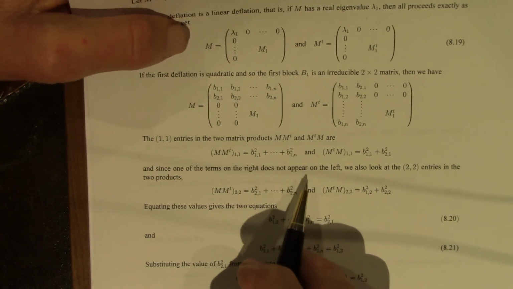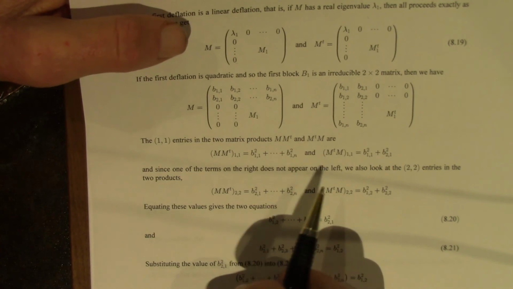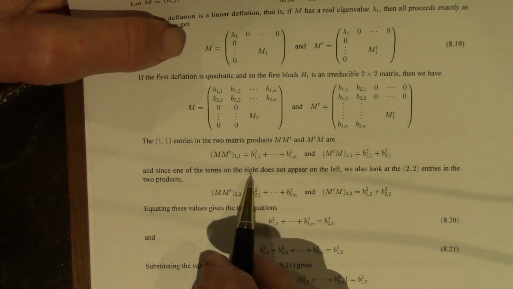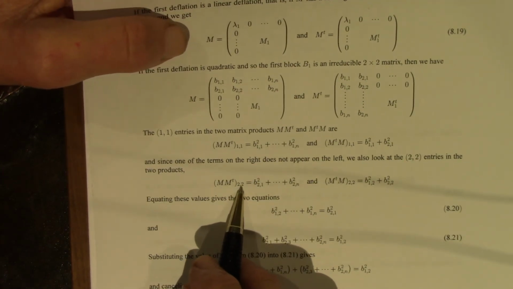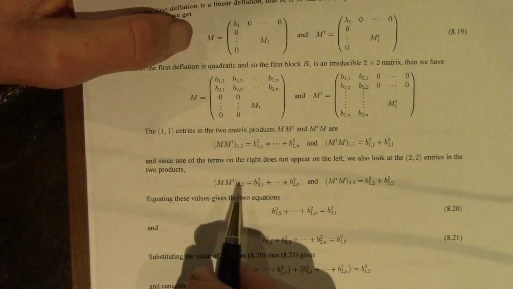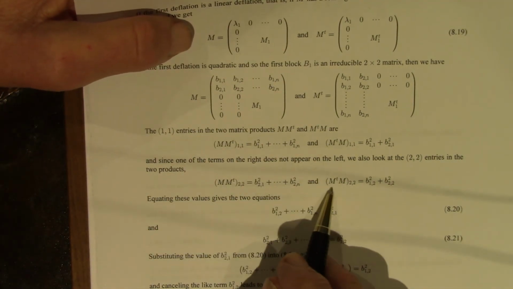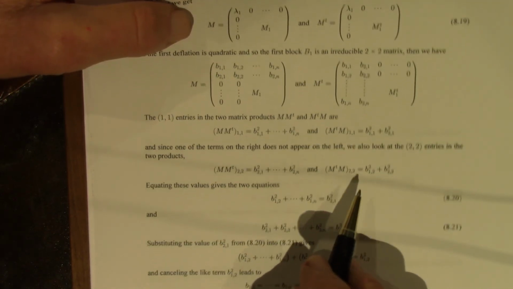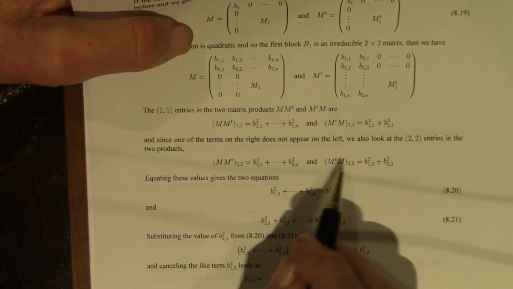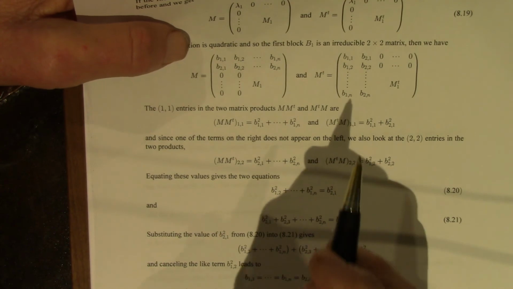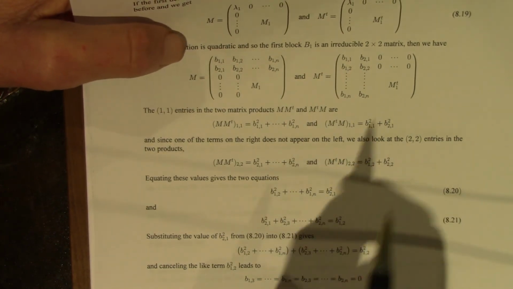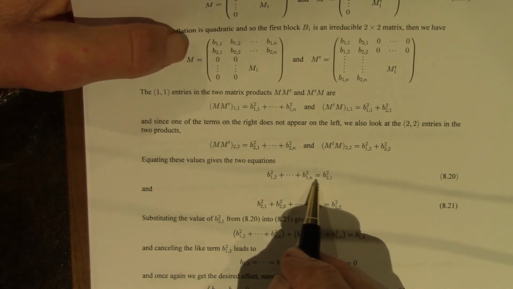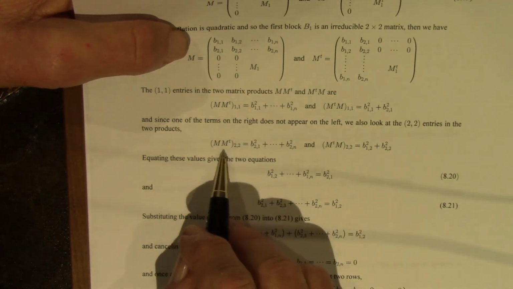Well, it's not unreasonable. We're dealing with a 2 by 2 matrix. One equation is not going to give us what we need. It's going to take a second equation. So we look at the next entry on the diagonal of M M transpose and M transpose M. We get another set of equations equating these two values. These two are equal and these two are equal.